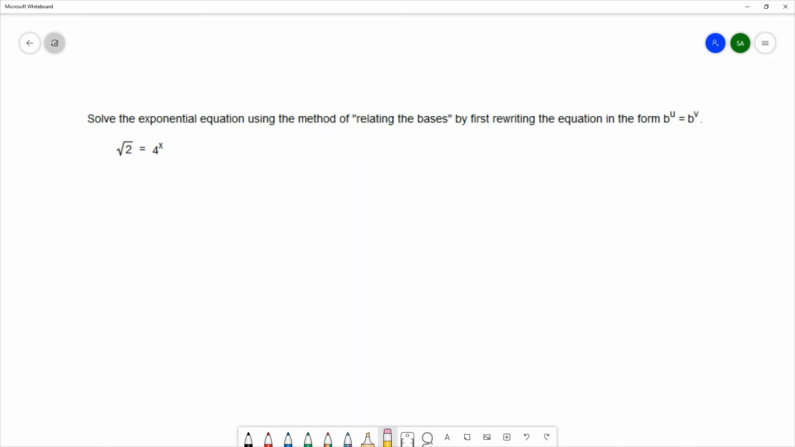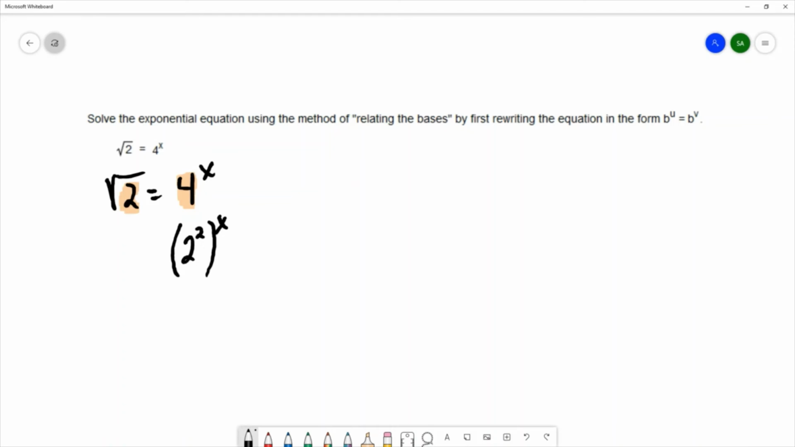Our equation is square root of 2 equals 4 to the x. As I look at these two numbers, on the left we have a base of 2, on the right we have a base of 4. We want to have the same base, and I know that 4 can be written as 2 squared. So I would write 4 as 2 squared. I would still need that x, so I would carry down that x.